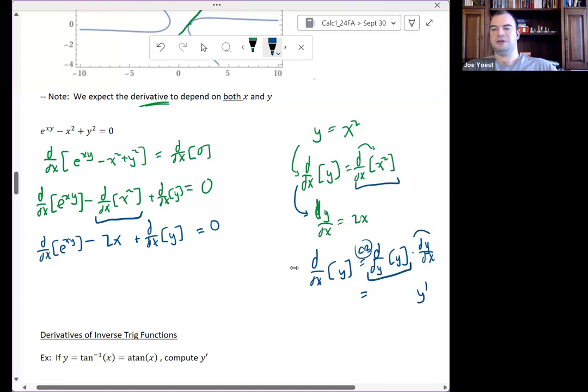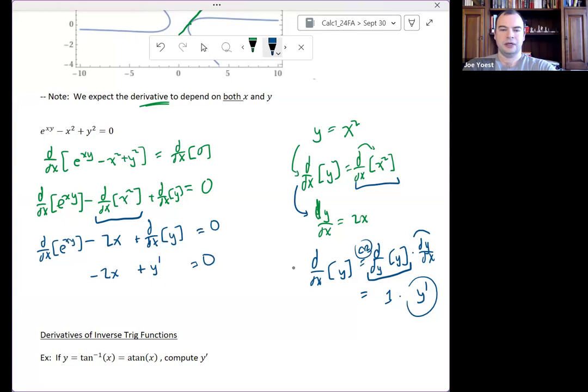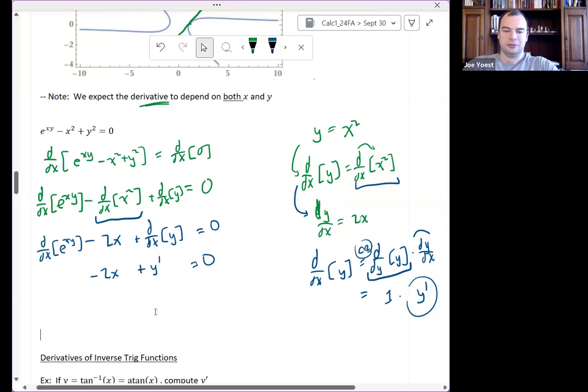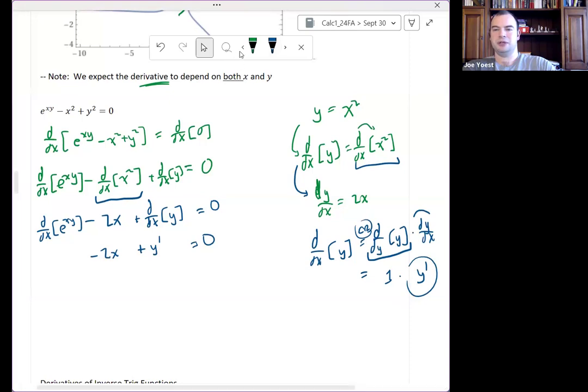But now my variable of differentiation for this first factor is y, and my variable of the thing I'm differentiating on the inside is also y. So this is just 1. It's just y prime. But now I've got the most challenging of them all that we've hopefully built up to slowly enough that we can handle it now. And that is d by dx of e to the power xy.